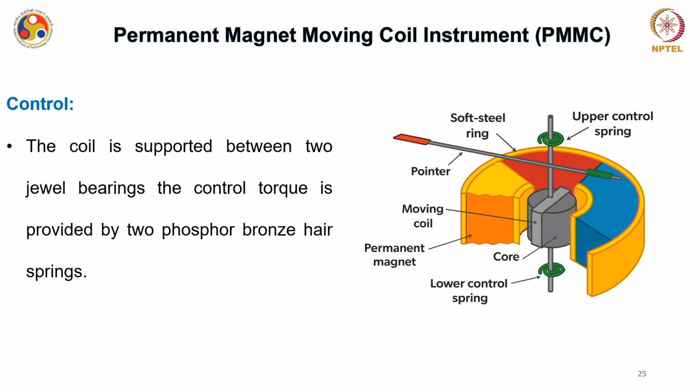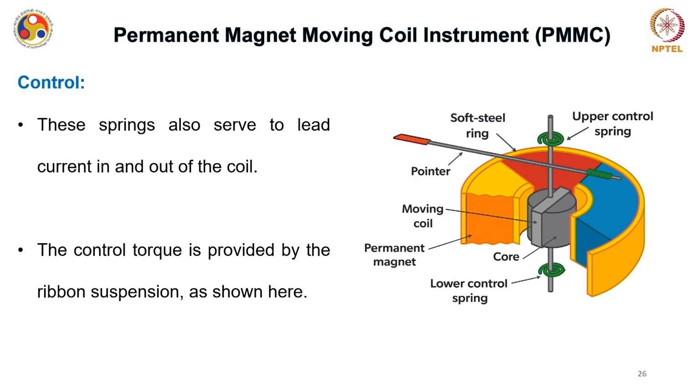The third component of this PMMC tool is the control system, which brings the system back to its original position. We have seen the control system in the case of the galvanometer as well as in our discussion of general electromechanical indicating instruments. The same control system is utilized here. The coil is supported between two jewel bearings. The control torque is provided by two phosphor bronze hair springs. These springs serve to lead current in and out of the coil, and the control torque is provided by the ribbon suspension as you can see over here.